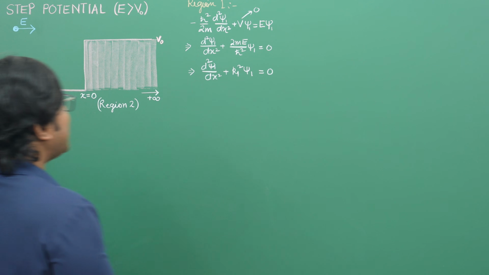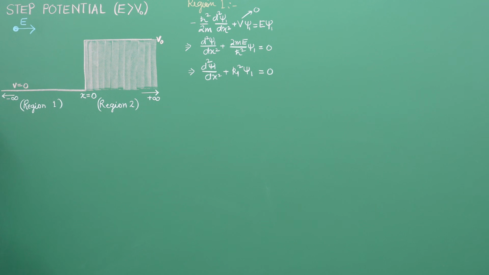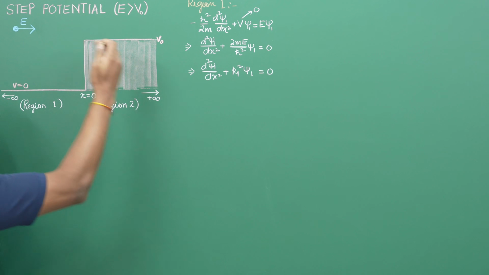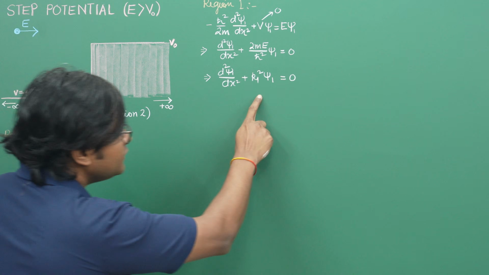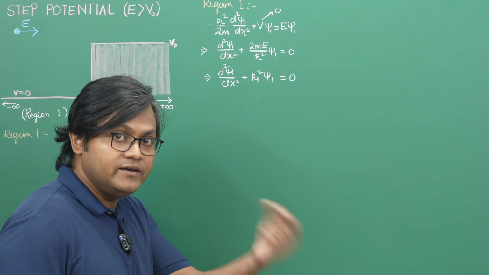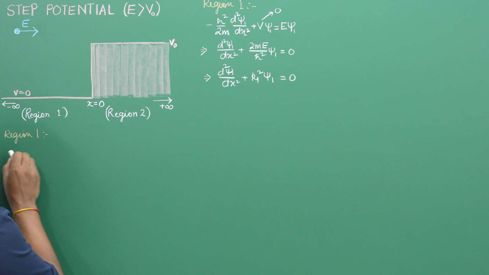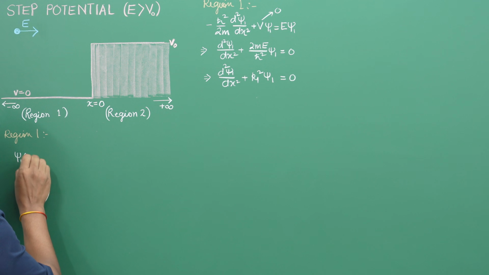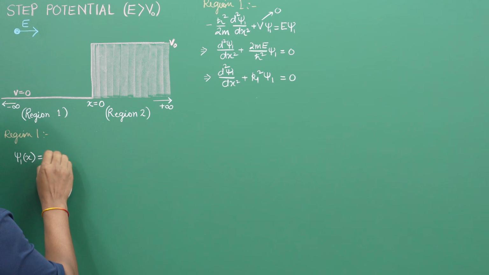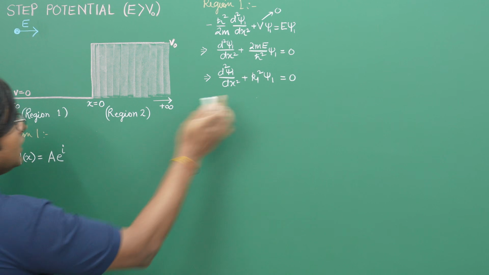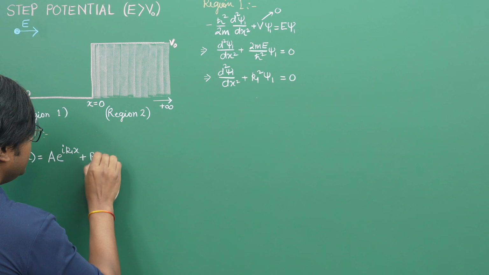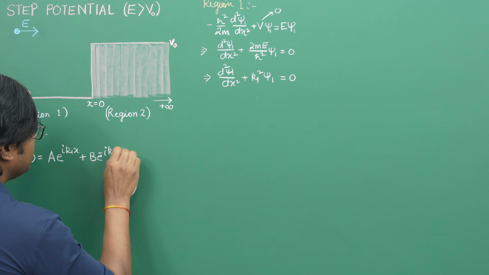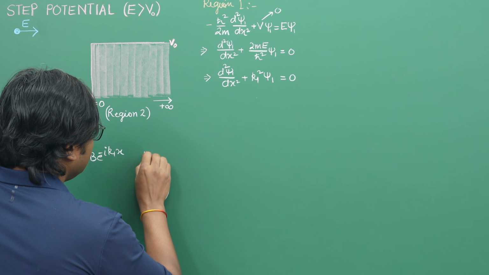What is the standard solution for that? I'm just going to write it here because I'm going to save this left hand side for further calculations later on. In region number 1, the solution for this kind of a standard differential equation is an oscillatory solution that can be written in this particular manner, where psi1 is equal to some constant A e to the power i k1 x plus another constant B e to the power minus i k1 x, where what is k1?